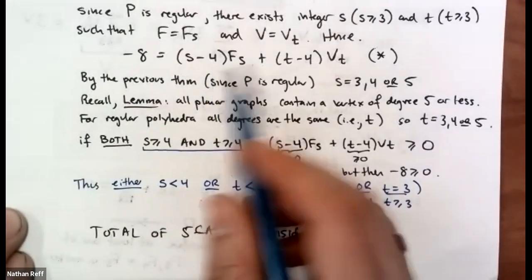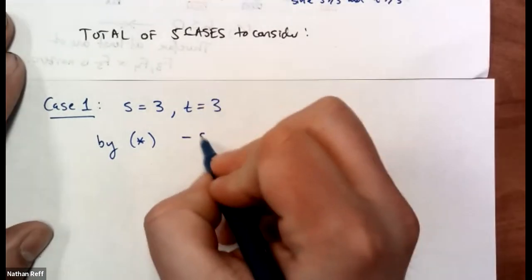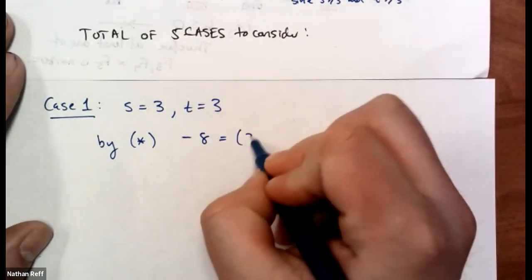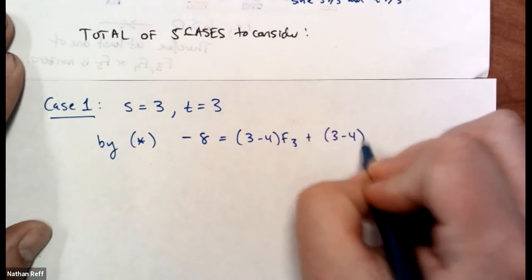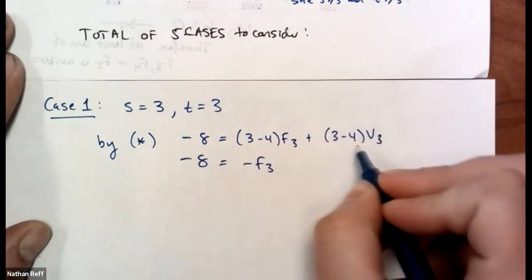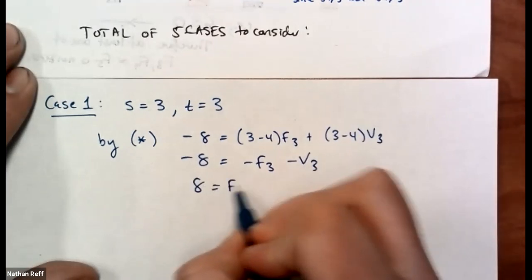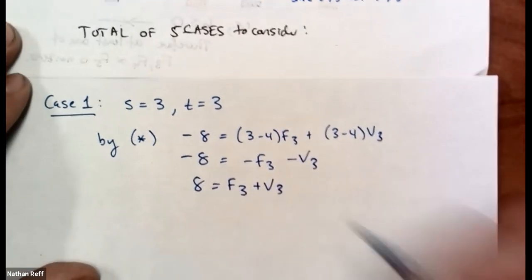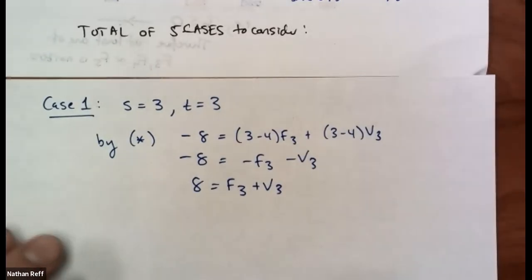Plugging in S is 3 and T equals 3 into this equation, we have -8 equals 3 minus 4 F sub 3 plus 3 minus 4 V sub 3. So -8 is equal to negative F3 minus V3. In other words, 8 is equal to F3 plus V3. So this is one equation. And there's another thing that we know from before also.